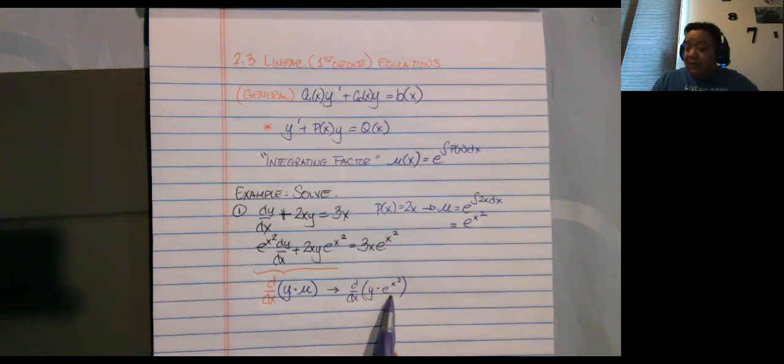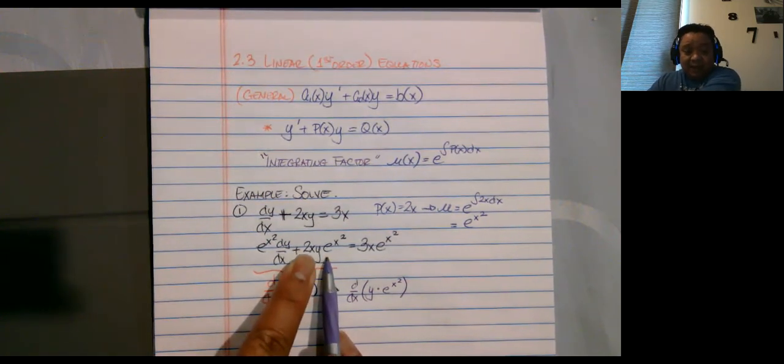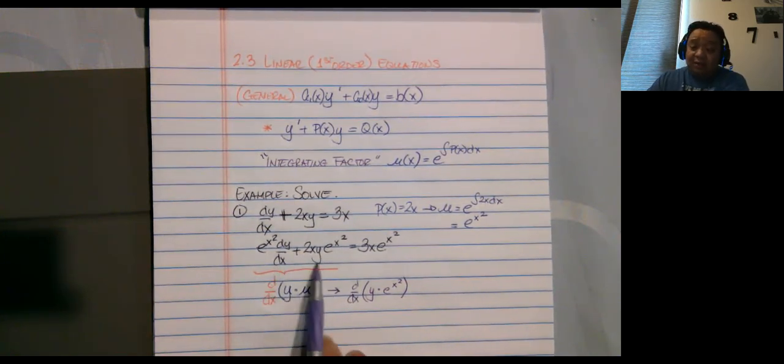So derivative of e to the x squared is, well, derivative of e is e. So it's e to the x squared. And then times the chain rule. So derivative of x squared is 2x. And notice that's what I have over here. It's e to the x squared and 2x, and then your first factor, which is y. So this indeed is the product rule of y and your integrating factor. Okay.